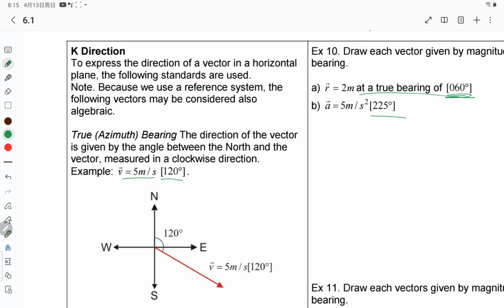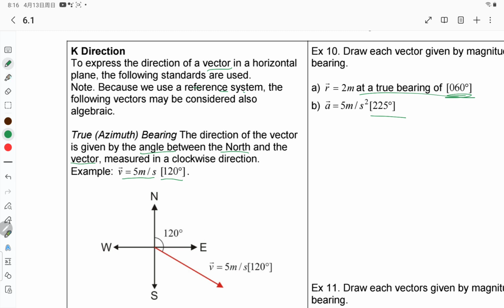K section: express the direction of a vector in the horizontal plane. Following the standards, we use a reference system. The reference system is north, east, west, south. The following vectors may also be considered algebraic. So the true bearing, or azimuth bearing, of the direction of a vector is given by the angle between the north and the vector. That example is illustrating this, right?